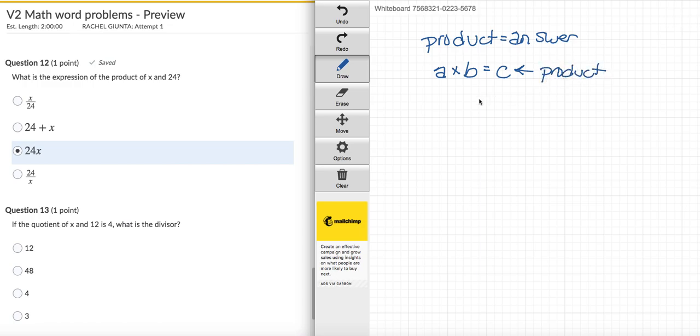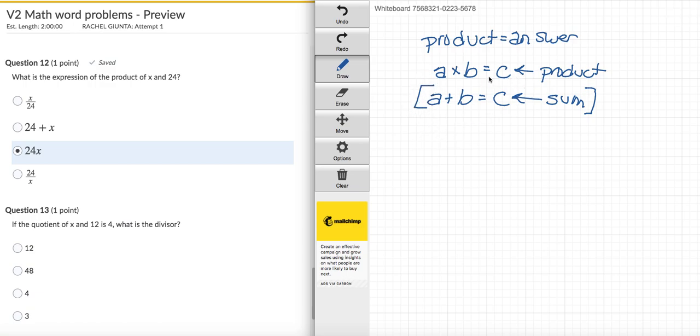And just for reference, if you said A plus B equals C, C is no longer the product because there's no multiplication happening. In this case, C is called the sum. I don't think you need to know sum. That's just a little extra information, FYI.